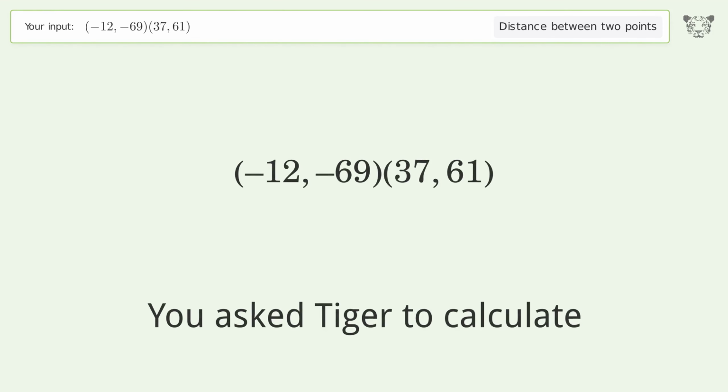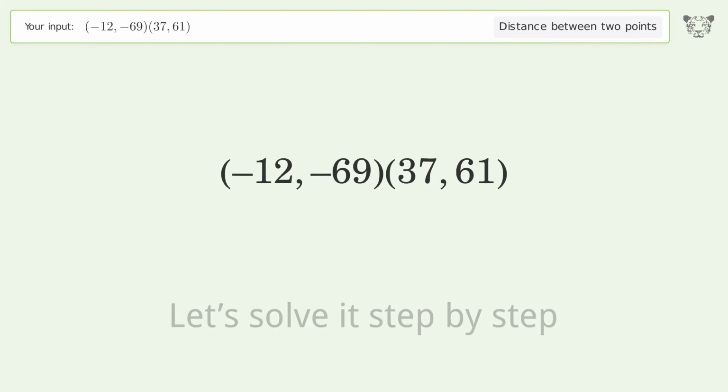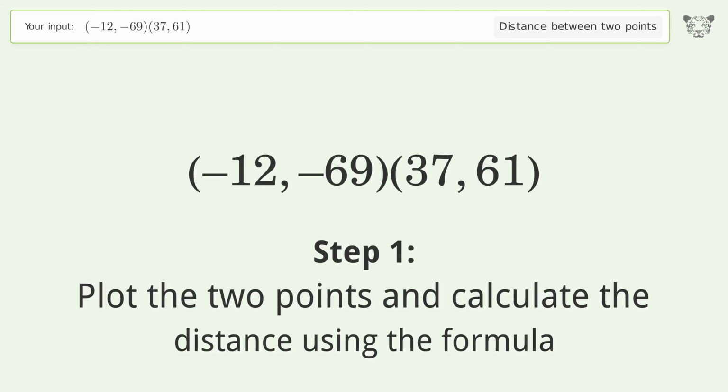You ask Tiger to calculate. This deals with the distance between 2 points. The distance between the 2 points is the square root of 19,301 or 138.928. Let's solve it step by step. Plot the 2 points and calculate the distance using the formula.